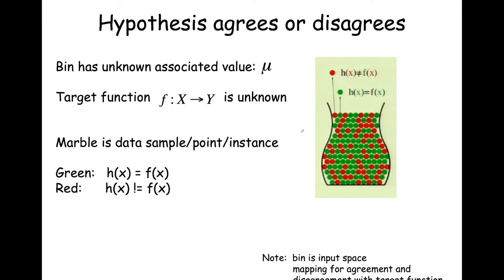So our marble will stand as a data point, a sample or instance, and the color of the marble describes the coincidence between a particular hypothesis from our hypothesis set, our working hypothesis, and our unknown target function. The marble represents the data point, but if the color is green, it corresponds to the hypothesis h of x coinciding with the labeling of the ground truth target function on that point. So if h of x is equal to f of x, we say that color is green. And if the hypothesis does not agree with the labeling by the ground truth target function on that input, we color it red. So now we use the color to represent the coincidence in labeling between the hypothesis, a particular h, and the unknown target function.